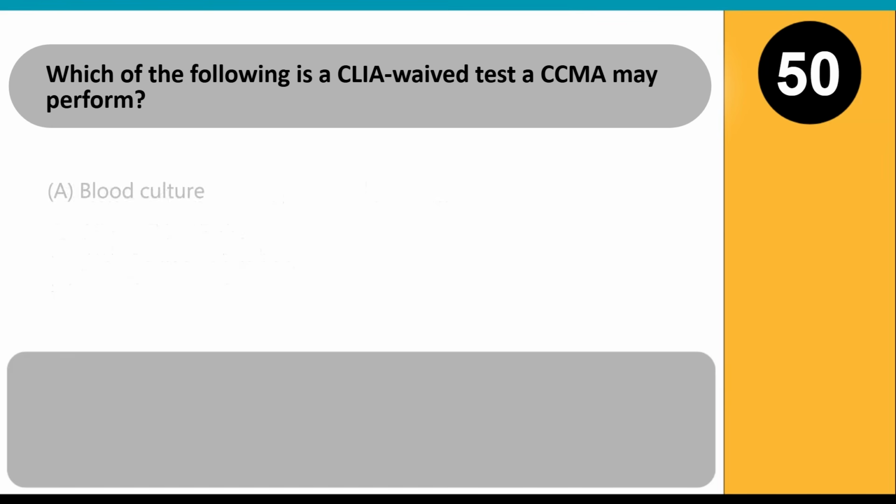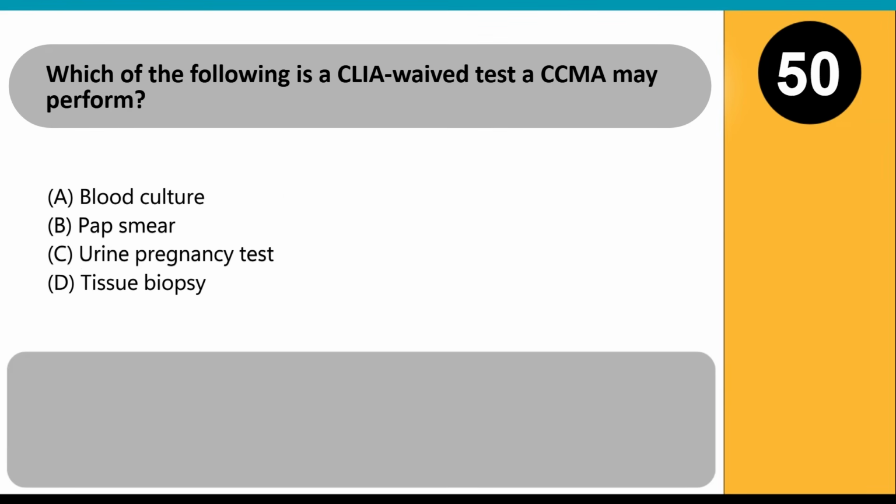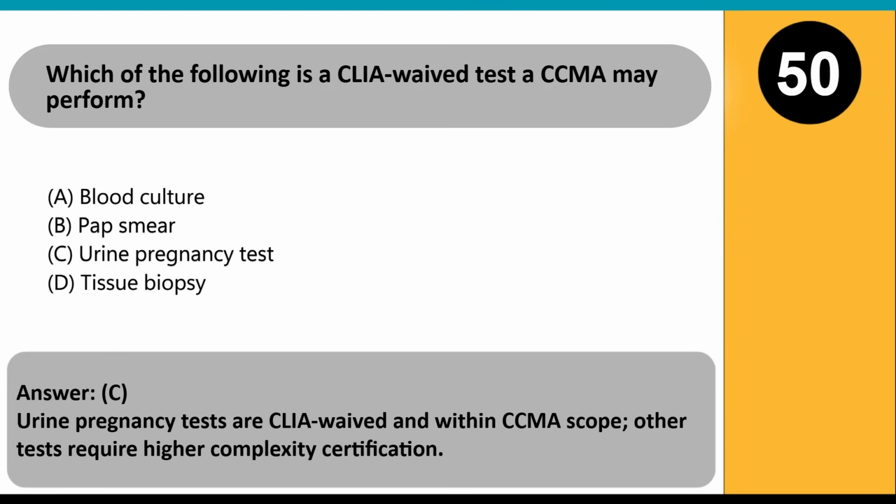Which of the following is a CLIA-waived test a CCMA may perform? A. Blood culture. B. Pap smear. C. Urine pregnancy test. D. Tissue biopsy. Answer: C. Urine pregnancy tests are CLIA-waived and within CCMA scope; other tests require higher complexity certification.